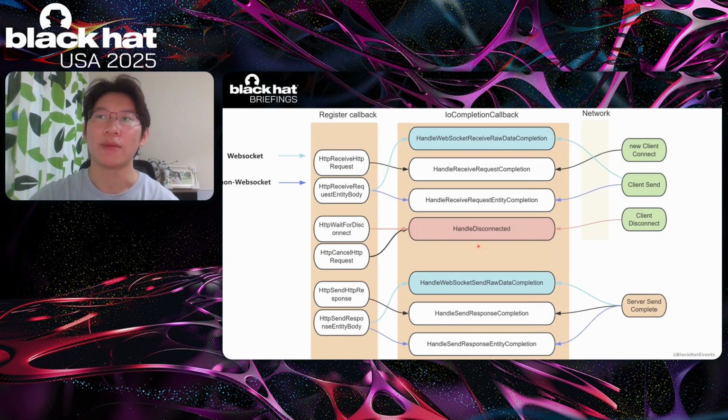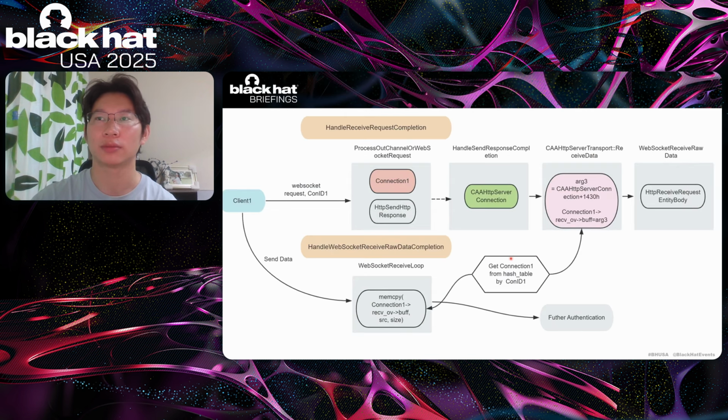Now, let's examine the HTTP architecture of the remote desktop gateway service. The remote desktop server and its gateway both employ a similar asynchronous callback-based HTTP architecture. As you can see, it's similar to the KPS architecture, with the differences being that it has a registered callback function for handling connection disconnection, and callback functions for processing both WebSocket and non-WebSocket requests.